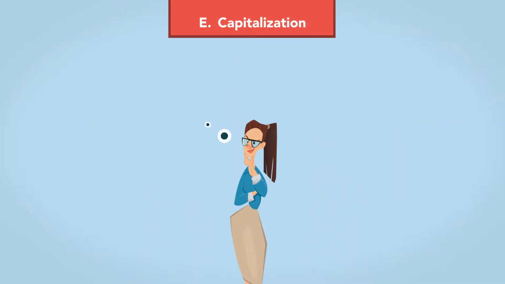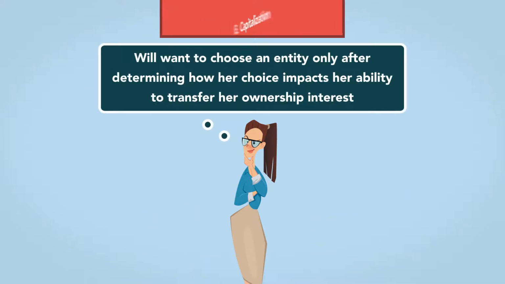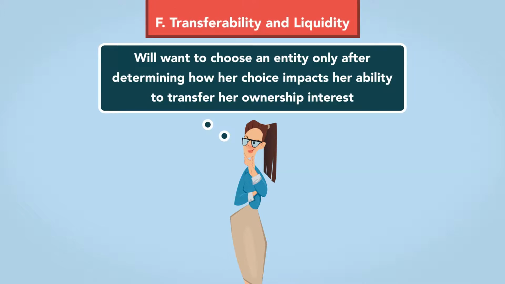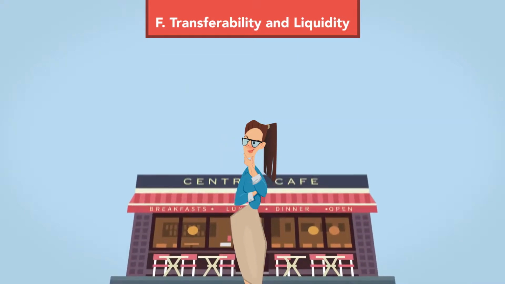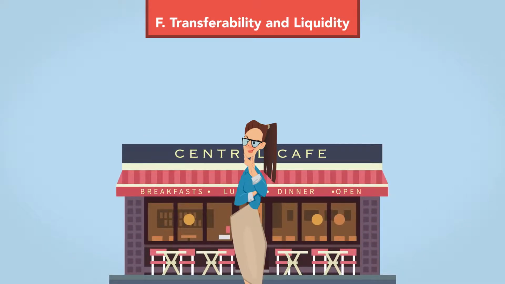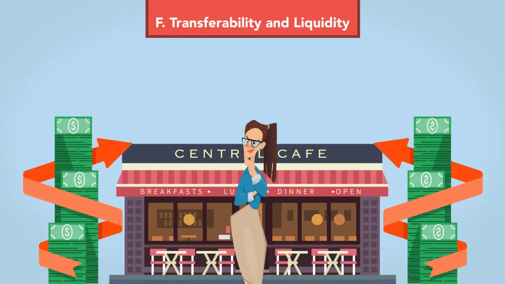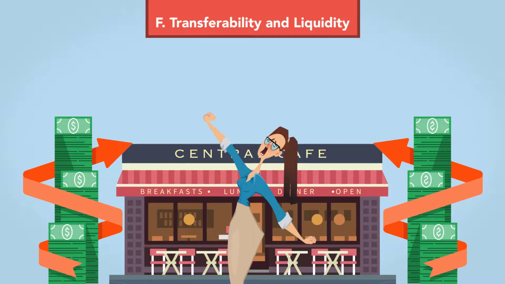Finally, the entrepreneur will want to choose an entity only after determining how her choice impacts her ability to transfer her ownership interest. To illustrate this, let's return to the example of Tina, the gourmet coffee connoisseur, and add some more facts. In her first year of selling coffee, Tina is very successful, but she soon gets tired of the industry and wants to sell her company.